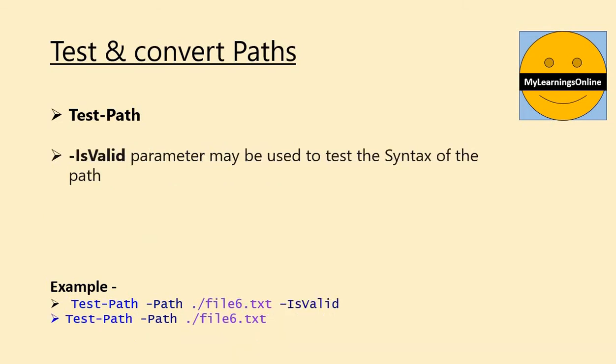The IsValid parameter is used to test the syntax of a path. Please note that it doesn't care about whether the path exists or not; the only thing that is tested is the syntax of the command. In this example, we are testing the syntax of the command and the result should be true because the syntax of this command is correct. But if we run the second command without the IsValid parameter, then we should get a false because this path doesn't actually exist, meaning file6.txt doesn't exist in the current folder.